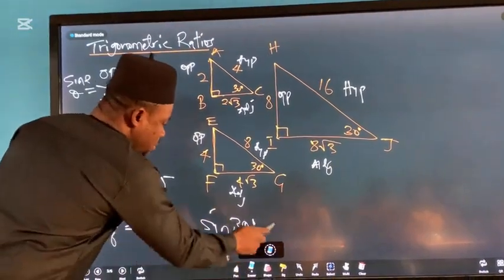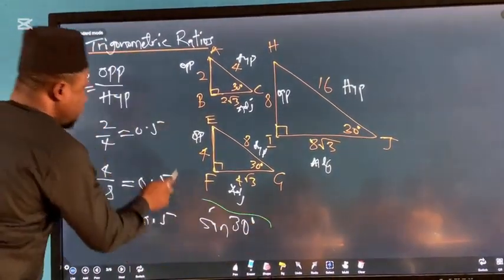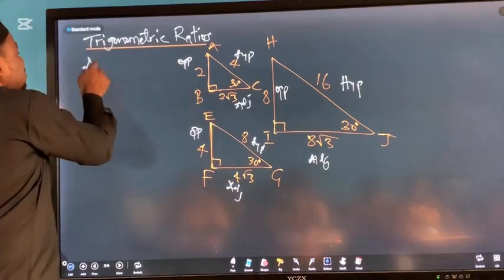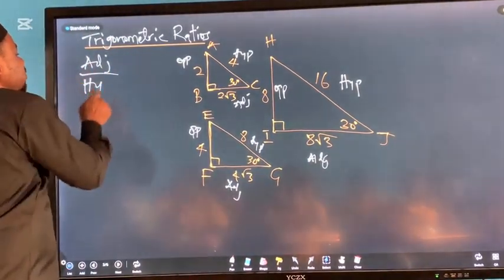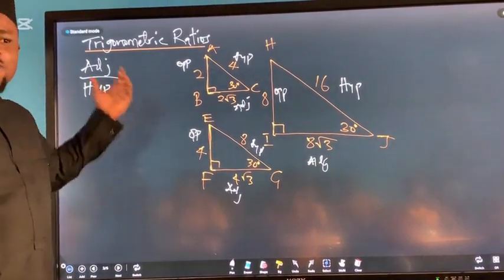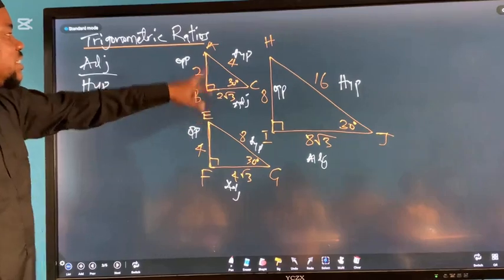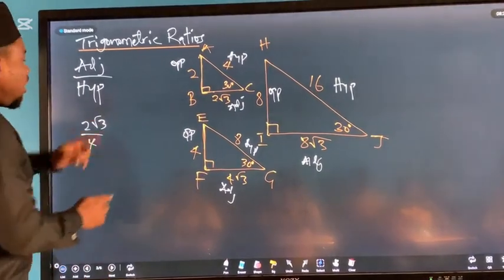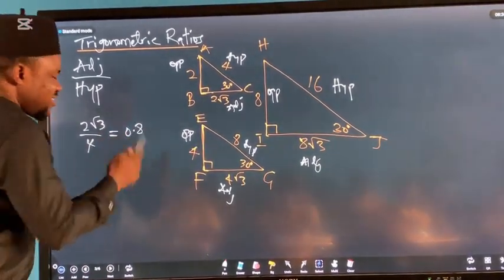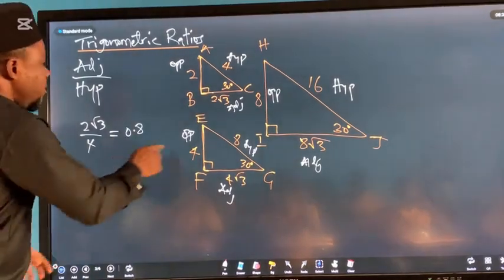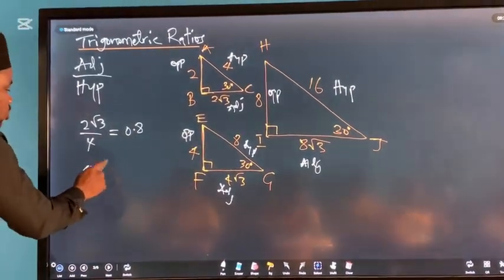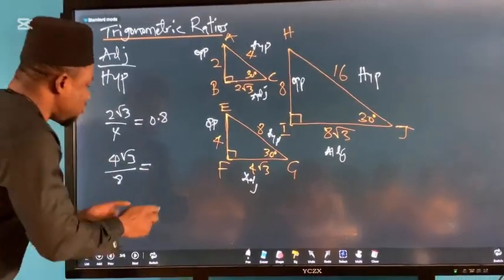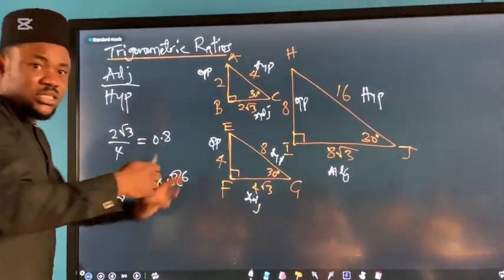Now, if we are comparing adjacent over hypotenuse, what do they say we should call this ratio? Cos. Check very well. What do I have as adjacent here? I have 2 root 3 over 4, and that's going to give you 0.866 something, right? Now if you check for this one, you get 4 root 3 over 8. Dividing by 4, you get 0.86666. You understand what I'm saying?